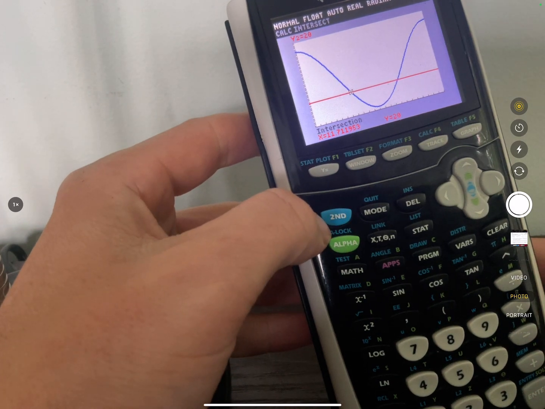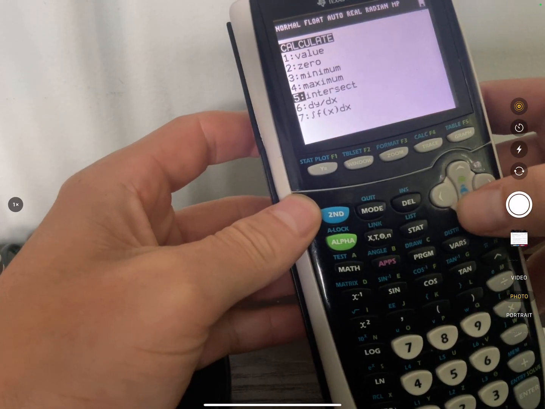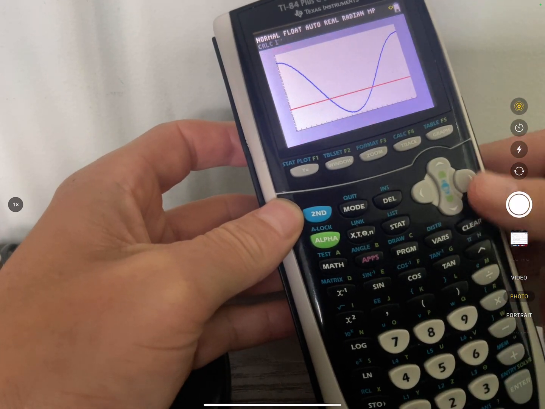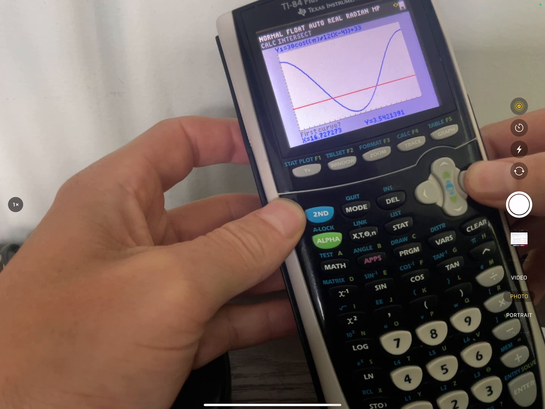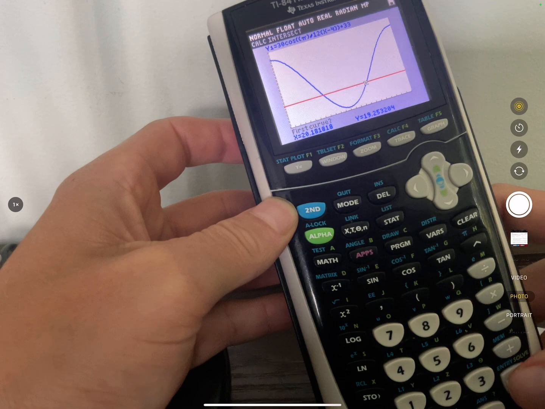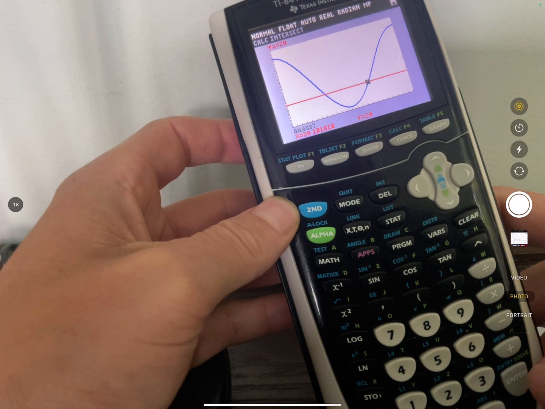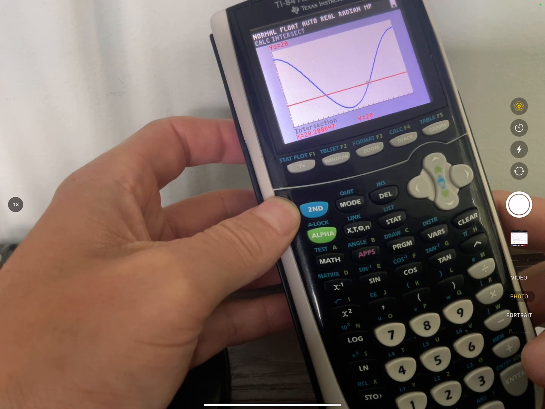So we can figure that out here by doing same exact idea, second calc intersect, scrolling over to that second crossing point, and doing yet again the super high-tech method of enter, enter, enter. And we cross at 20.28 this time.